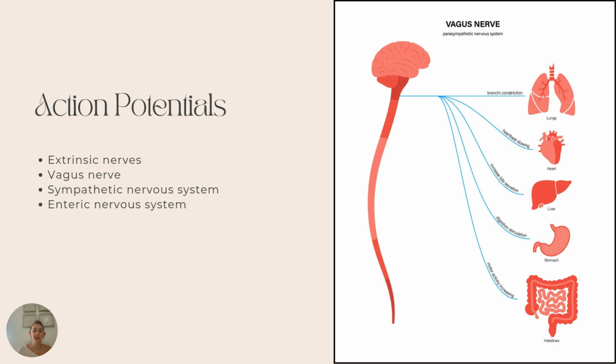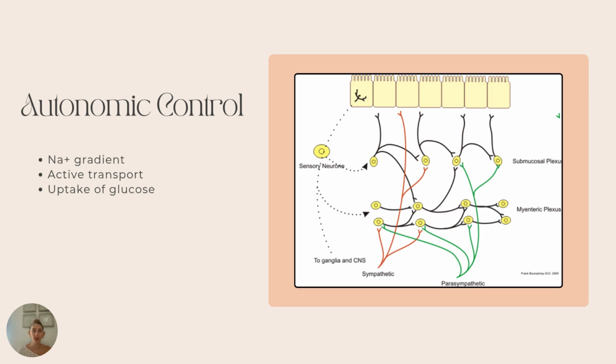The enteric nervous system consists of these neurons: the intrinsic motor neurons, the intrinsic interneurons, and the sensory neurons. The intrinsic motor fibers regulate our muscle contractions for motility. The intrinsic interneurons communicate within our enteric nervous system, and our sensory neurons detect stimuli like stretching or chemical gradients within our GI tract. And then lastly, we have the autonomic control.